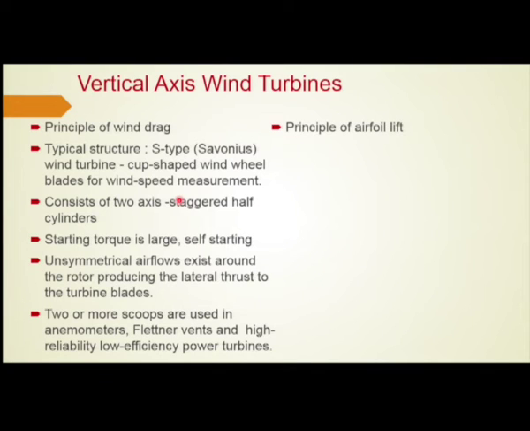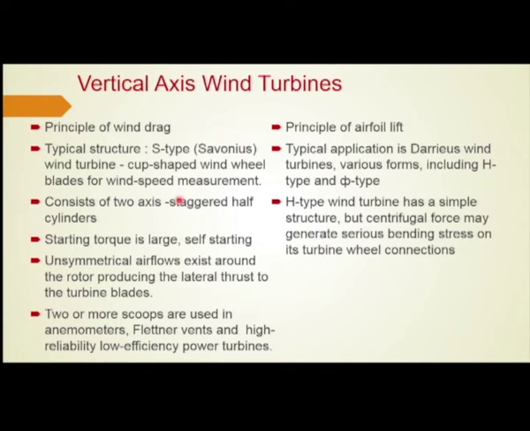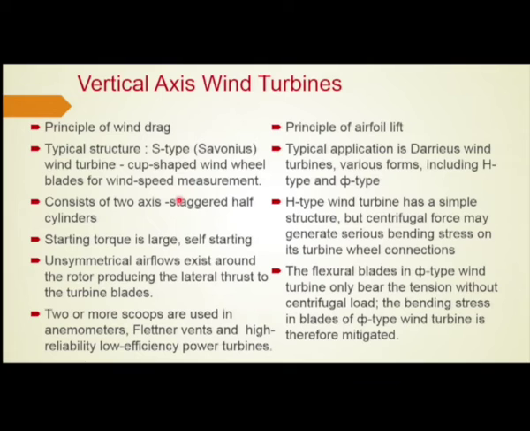Another type of vertical axis wind turbine is based on the principle of airfoil lift. The typical application is the Darrieus wind turbine. It has various forms including H type and Psi type. The H type wind turbine is simple in structure, but the centrifugal force may generate serious bending stress on its turbine wheel connections. That is the major drawback of this type of turbine. The flexural blades in the Psi type bear only tension without centrifugal load. Therefore, the bending stress in the blades of the Psi type wind turbine is reduced or eliminated. Only the H type has that problem.